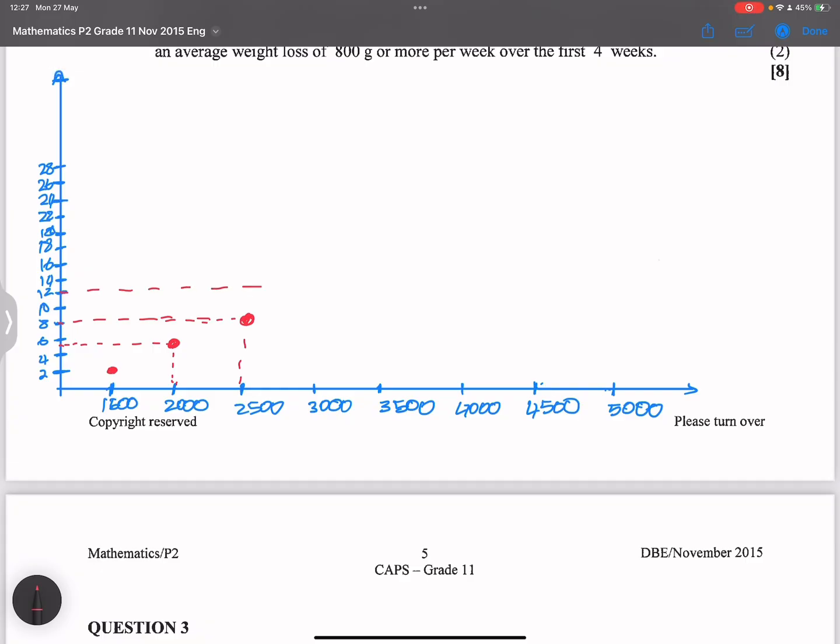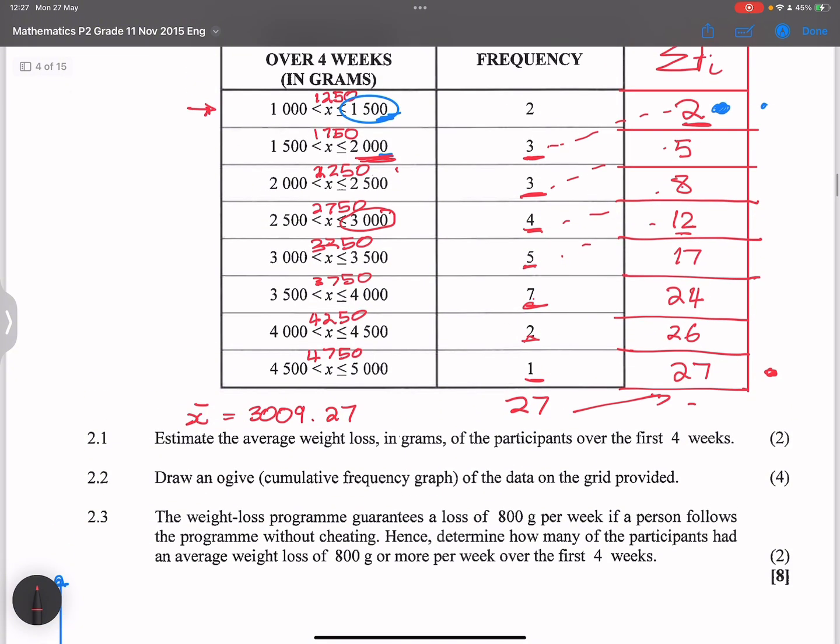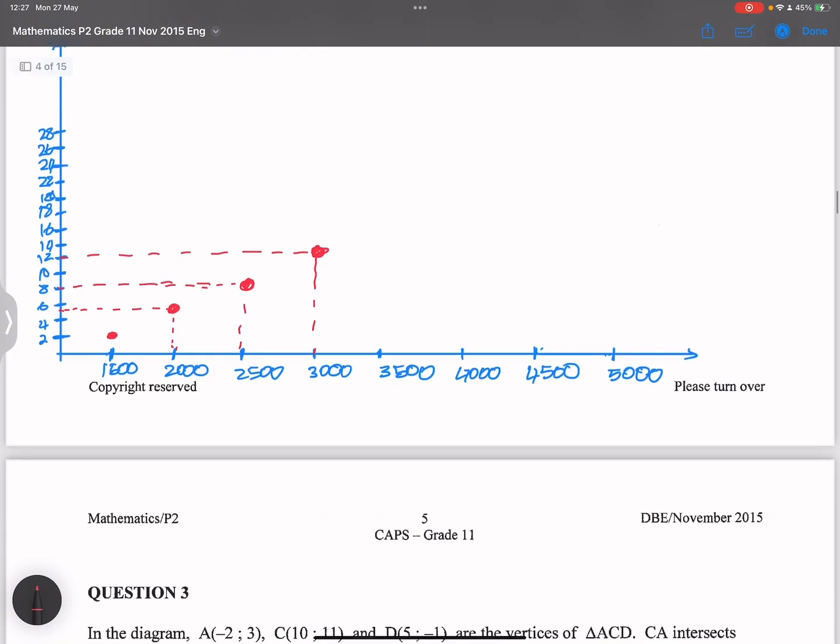Okay, there it is. And at 3,005, my value is 17. So there is 17 over there. That's the value at 3,005.